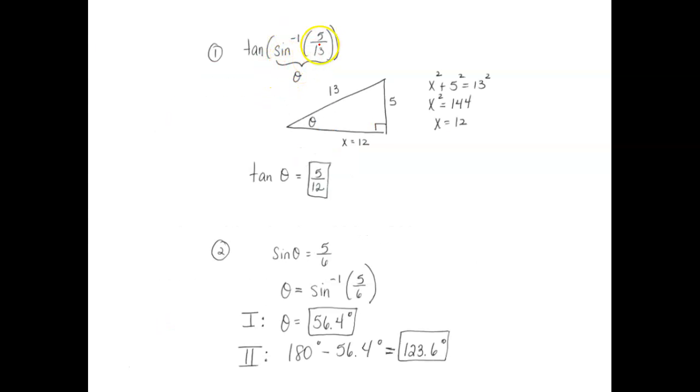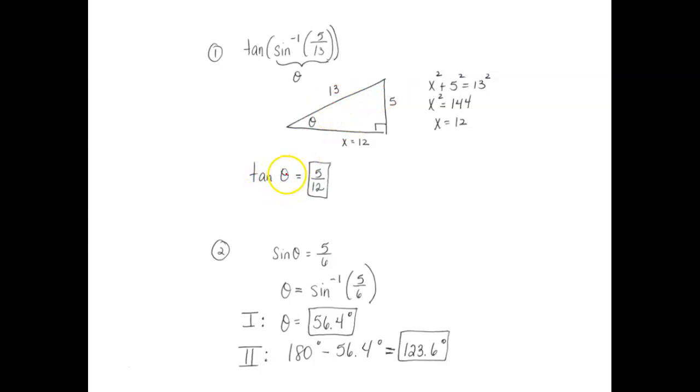Okay, the first one is one where you want to use the inside part to build your triangle. So I'm going to use this to set it up. Sine is opposite over hypotenuse, so my opposite side will be 5 and my hypotenuse is going to be 13. Use the Pythagorean theorem to find my missing side. So this is a 5, 12, 13 triangle that we're working with here.